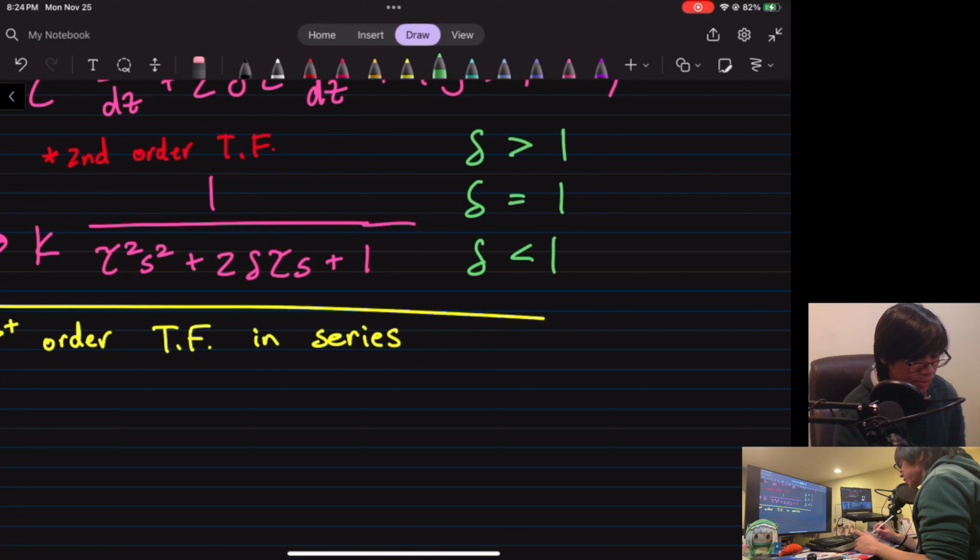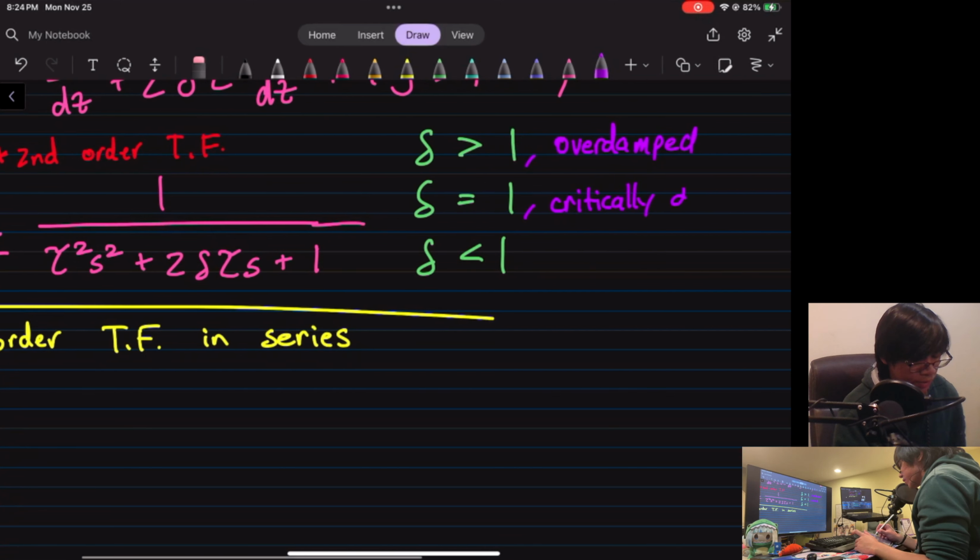So this is overdamped. Critically damped. And then underdamped.